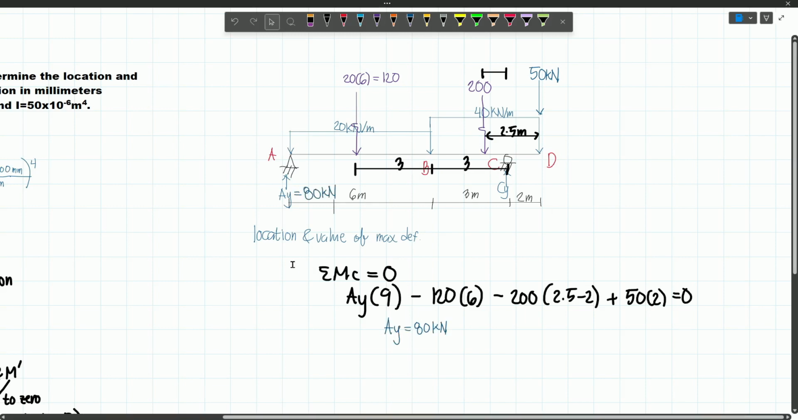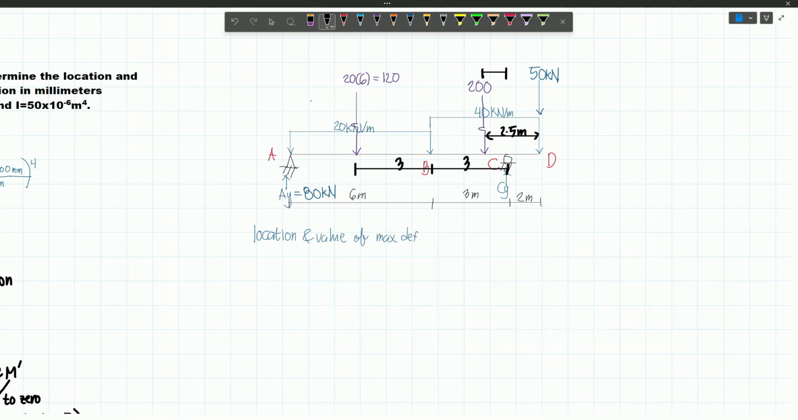And then to solve for CY, we will just simply sum up forces vertical. So summing up forces vertical, we have 80 plus CY is equal to 120 plus 200 and then plus 50. And so our CY will be 290. And so this will be 290 kN.